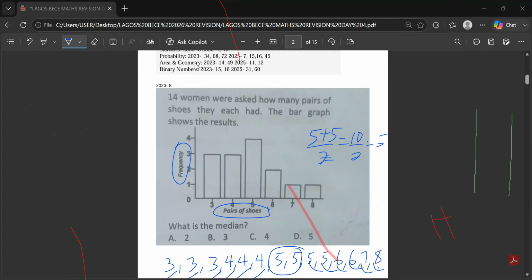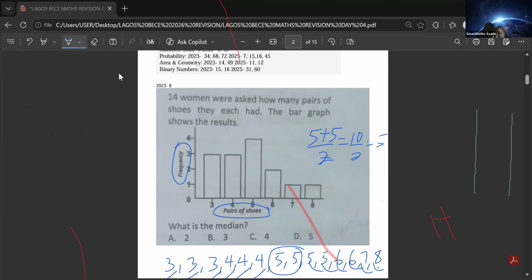What if you have a situation whereby you have two medians? Yes, that's what I explained now. Maybe they said find the median and there are two. How will you solve that? Okay, give me an example of the two numbers.